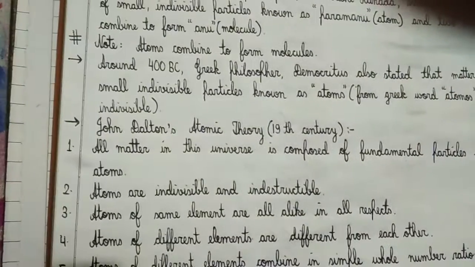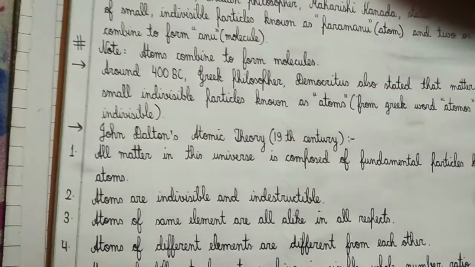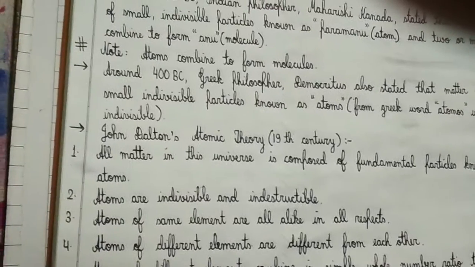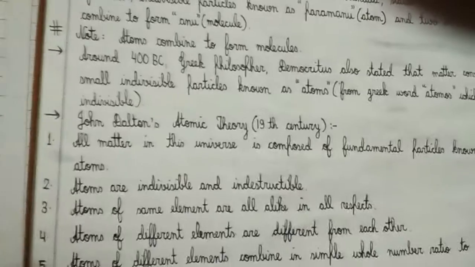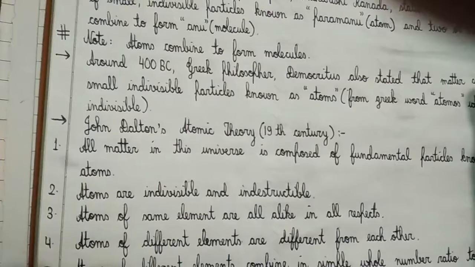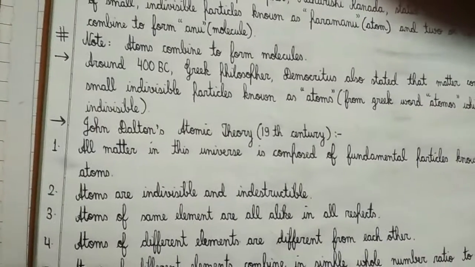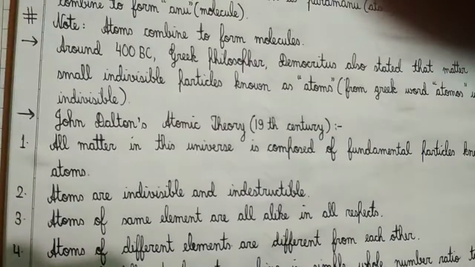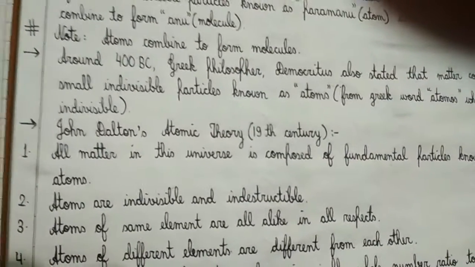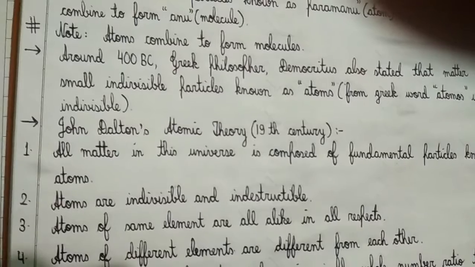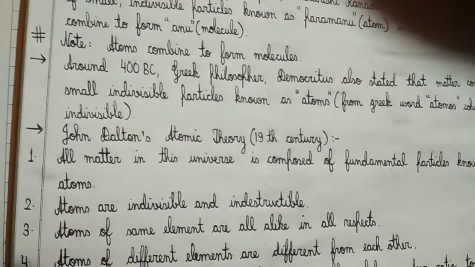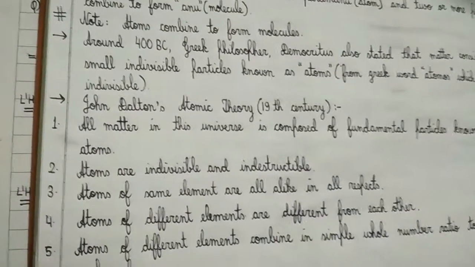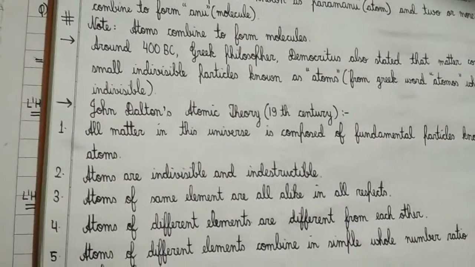Next point, he stated that atoms are indivisible and indestructible, which means that, for example, if we take an atom of hydrogen, we cannot cut it into two. We cannot divide it into further particles. This is what he stated. At present, we know that this is not true. Atoms can be subdivided. And he also stated that atoms are indestructible, which means an atom cannot be destroyed by any physical or chemical change whatsoever.